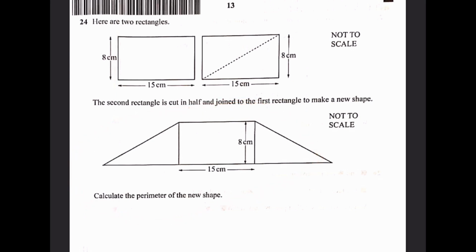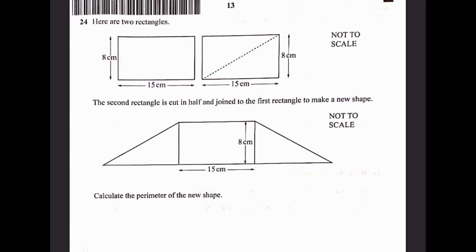Calculate the perimeter of this new shape. To find the perimeter of this shape, we need to know the value of these two sides. They are the diagonal of this rectangle, and therefore these two are the same. How do we find it?